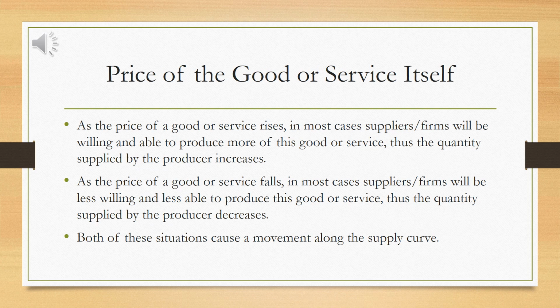As the price of a good or service rises, in most cases, suppliers will be willing and able to produce more of this good or service. Thus, the quantity supplied by the producer increases. As the price of a good or service falls, in most cases, suppliers will be less willing and less able to produce this good or service. Thus, the quantity supplied by the producer decreases. Both of these situations cause a movement along the supply curve.